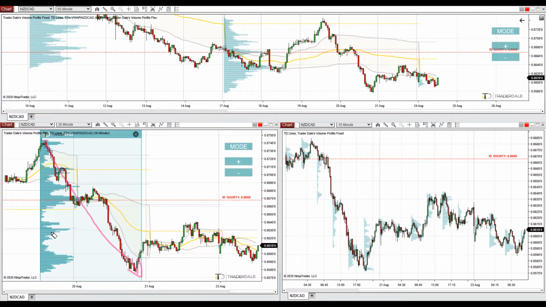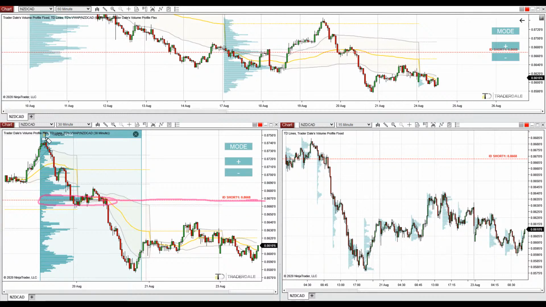selling activity. The first one was in here, and it got tested with this reaction. So this one is already spent, but there's also another one a little bit higher. It is at 0.8668. As you can see, this is a pretty massive volume cluster with the heaviest volumes exactly at our level.